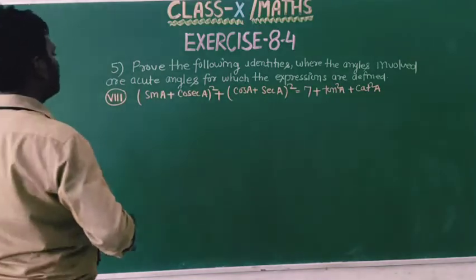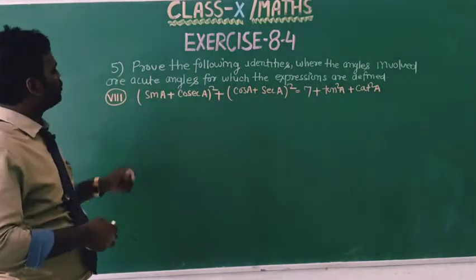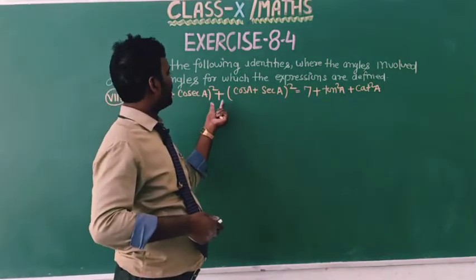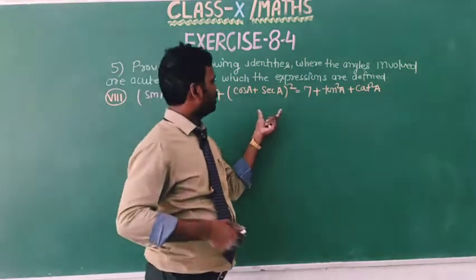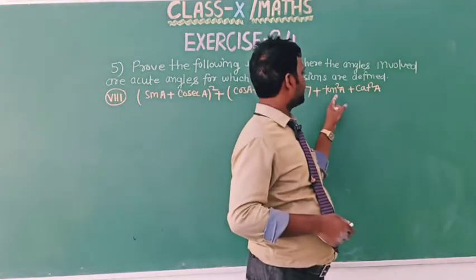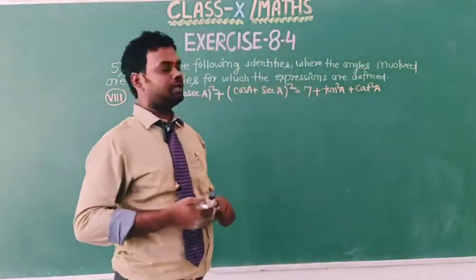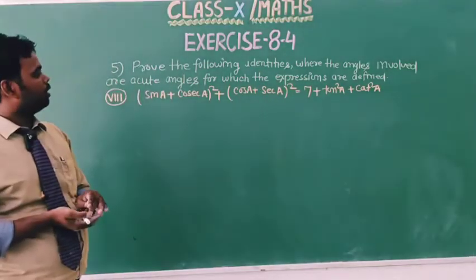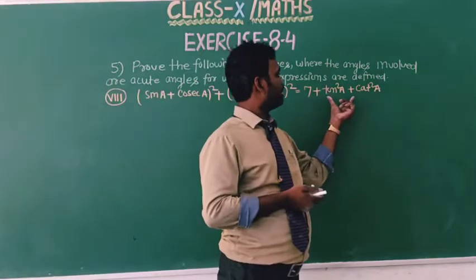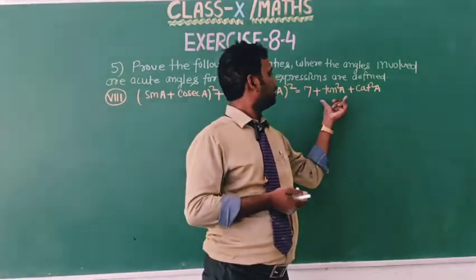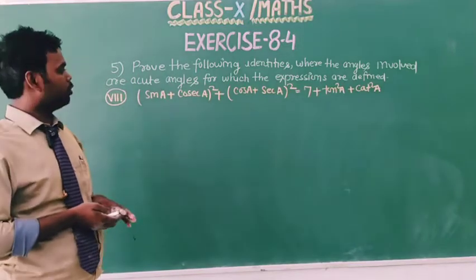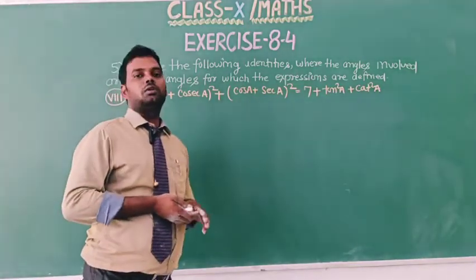Okay children, now move to the 8th part of question number 5. This is (sin a plus cosec a) whole square plus (cos a plus sec a) whole square equal to 7 plus tan square a plus cot square a. With the help of the LHS part we have to show the RHS.